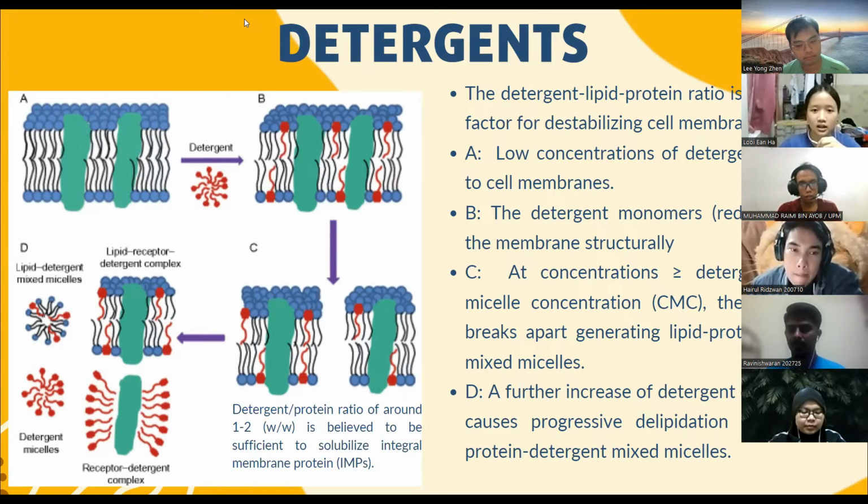At stage C, at concentrations higher than or equal to the detergent's critical micelle concentration, the lipid bilayer breaks apart, generating a lipid-protein-detergent mixture. It is found that to solubilize the integral membrane proteins, a detergent to protein ratio of 1:2 is sufficient. At the last stage, a further increase of detergent concentration can cause progressive depletion of the lipid-protein-detergent mixture and cause formation of 4 components as shown in the diagram. Next, I will pass my turn to Mr. Ravi.